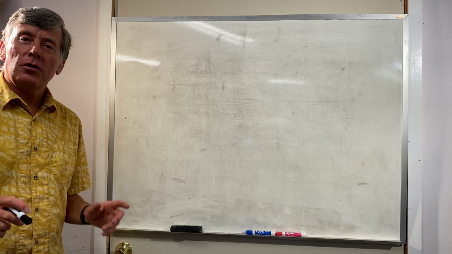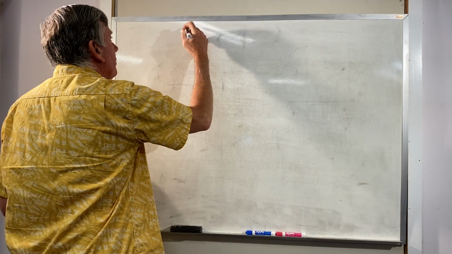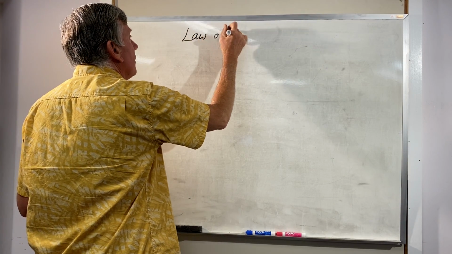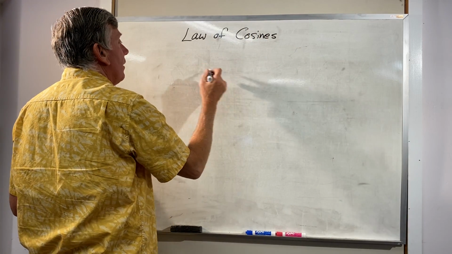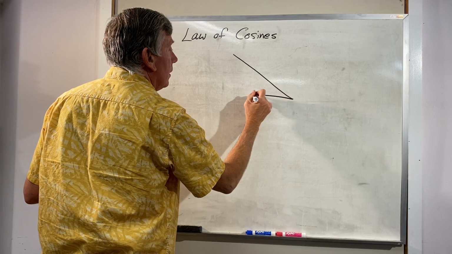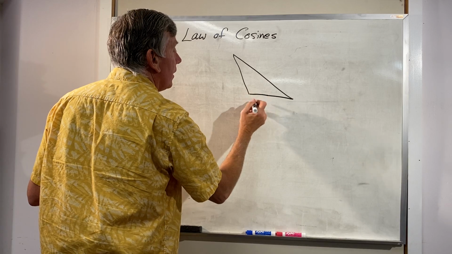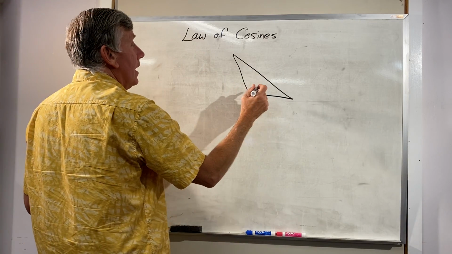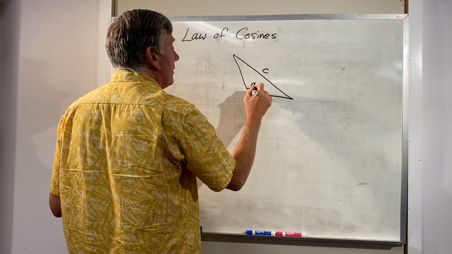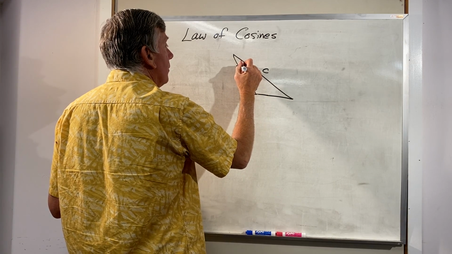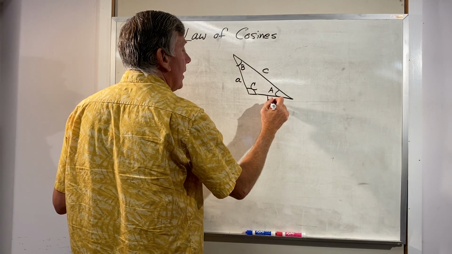Okay, I'm going to show you how the law of cosines came about. Law of cosines, and that is you have a triangle. It doesn't have to be an obtuse triangle like I'm drawing, but I'm going to call this side C, this angle capital C, this angle B, this angle A, this side A, this side B.